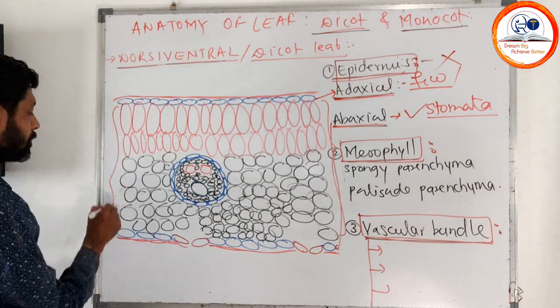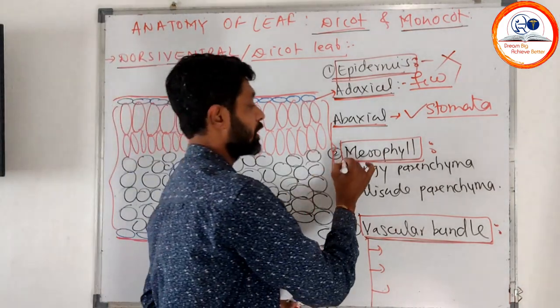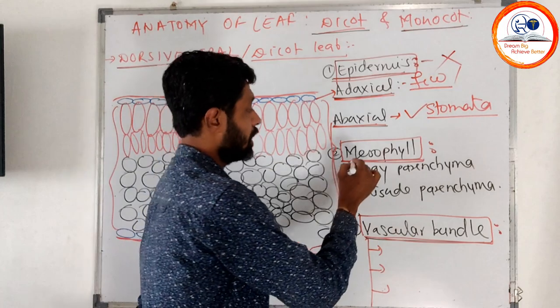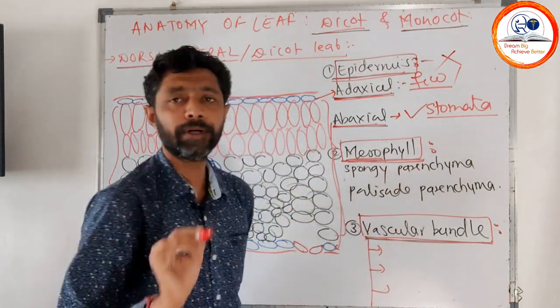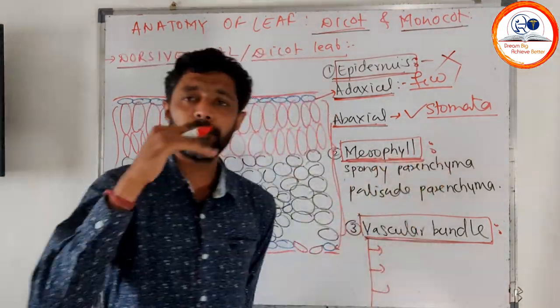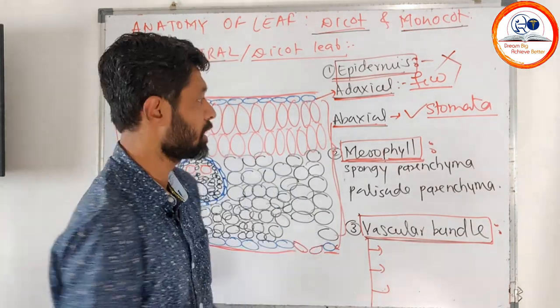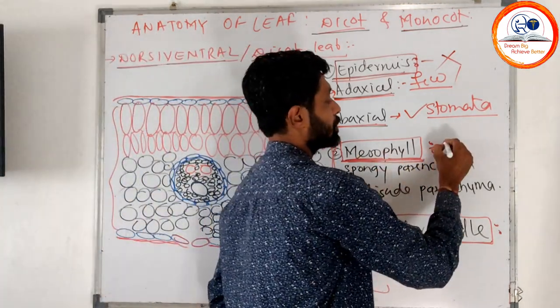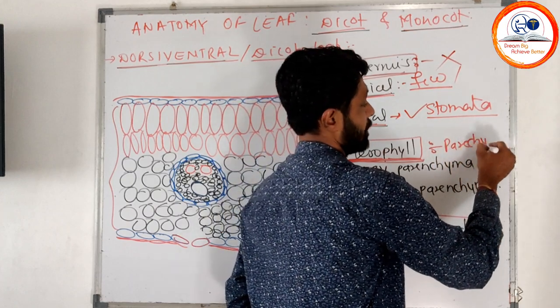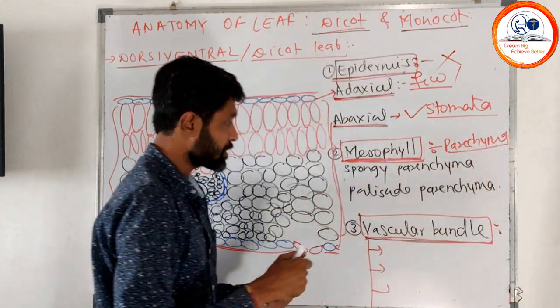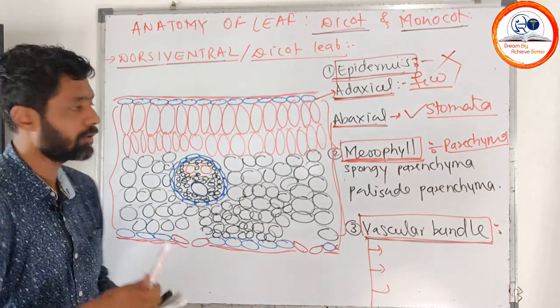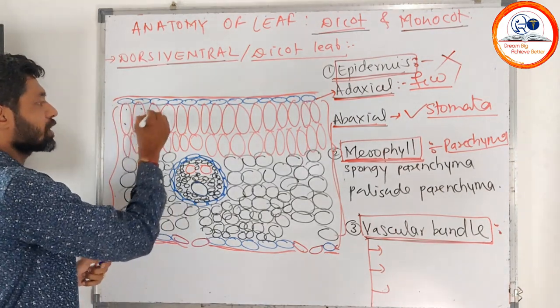Now, the entire tissue present from upper epidermis to lower epidermis, we call it the mesophyll tissue. The name itself indicates it: meso means middle, and phyllon means leaf. In between the upper epidermis of leaf and the lower epidermis of leaf, the entire tissue we consider as mesophyll tissue. And mesophyll tissue is of parenchyma cells, the parenchyma cells which have chloroplast.